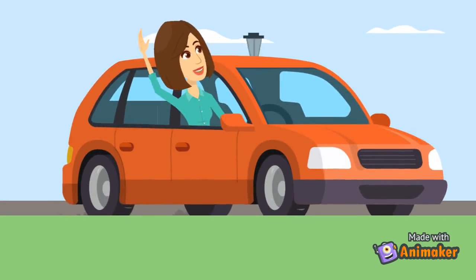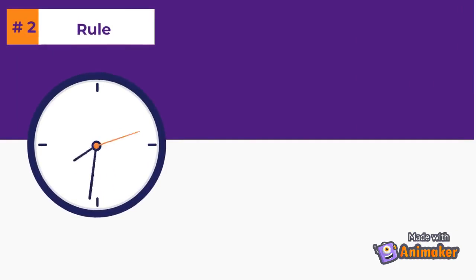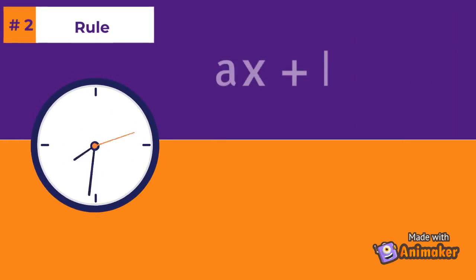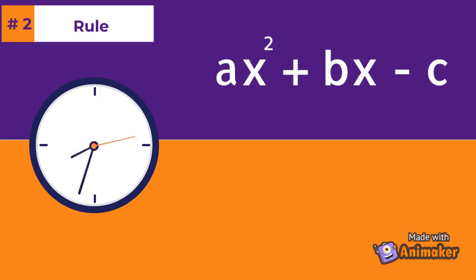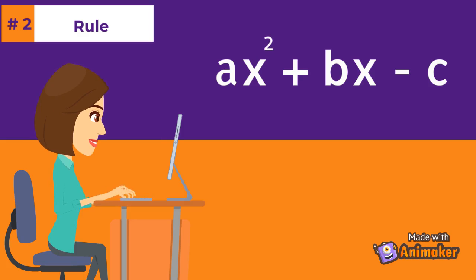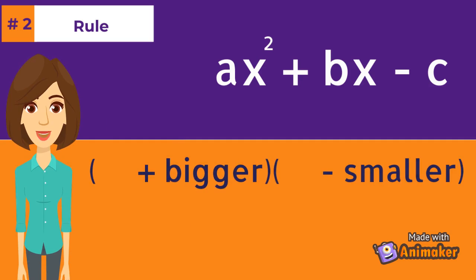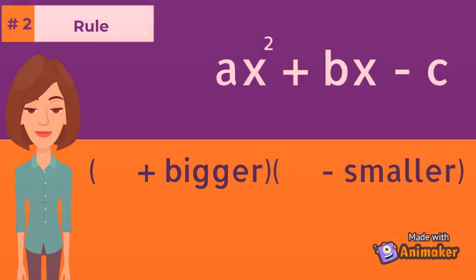Now, let's take rule number 2 of factoring. If the last term c is negative, this means there are two different signs inside the brackets. Now, by looking at the middle term bx, if this term is positive, then the bigger factor in value will take the positive sign and the smaller factor will take the negative sign.